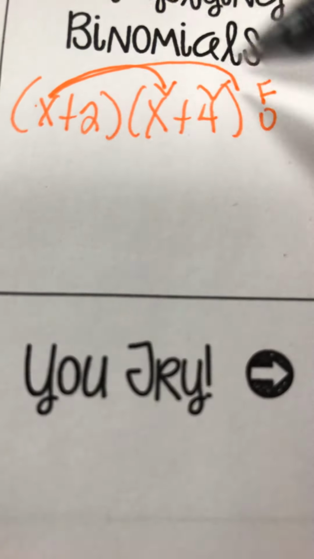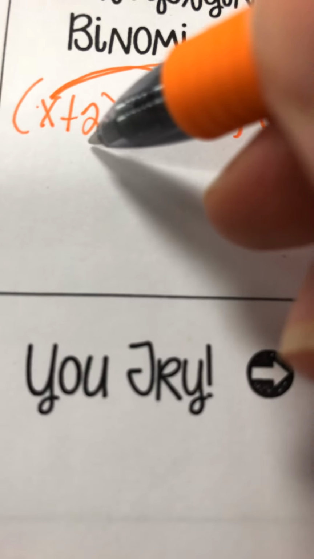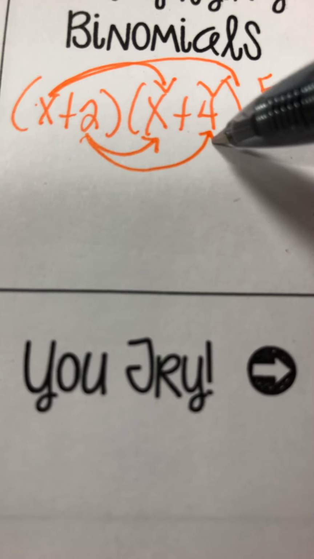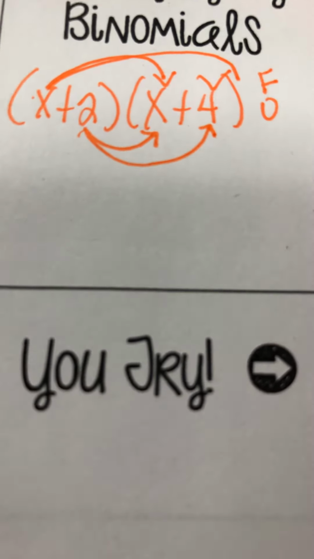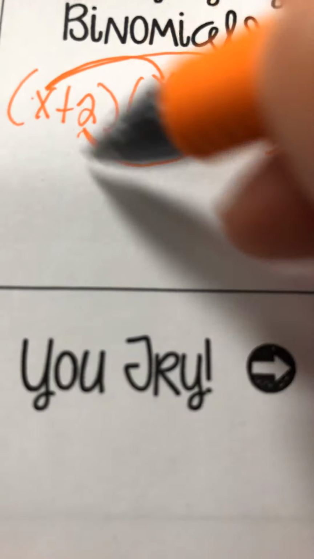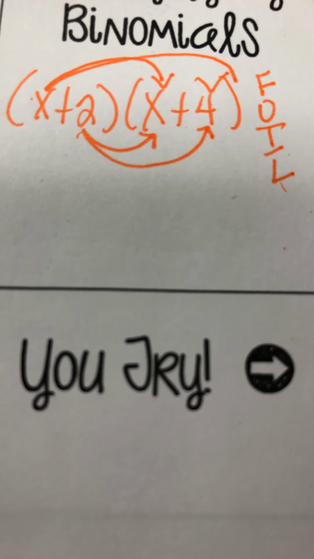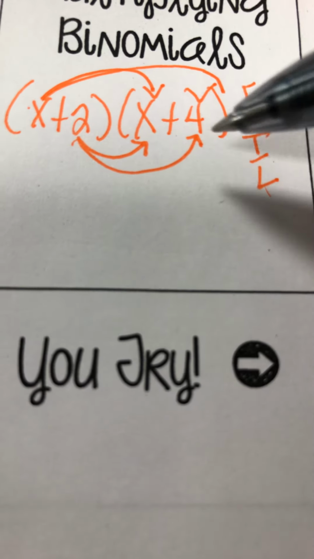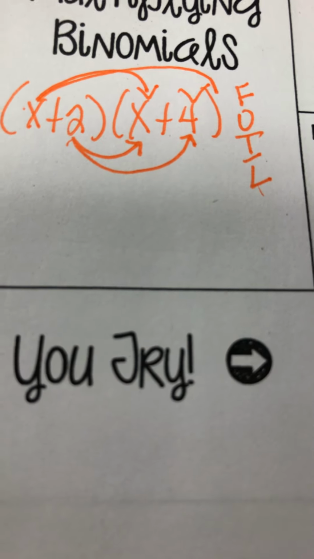And you've distributed the x to everything, so now you'll distribute the 2. 2 times x and 2 times 4. 2 times x, that's your inner terms. And then 2 times 4, those are your last terms. So FOIL comes from taking each term in the first parenthesis and distributing it to every term in the second parenthesis. Let's look at another example.